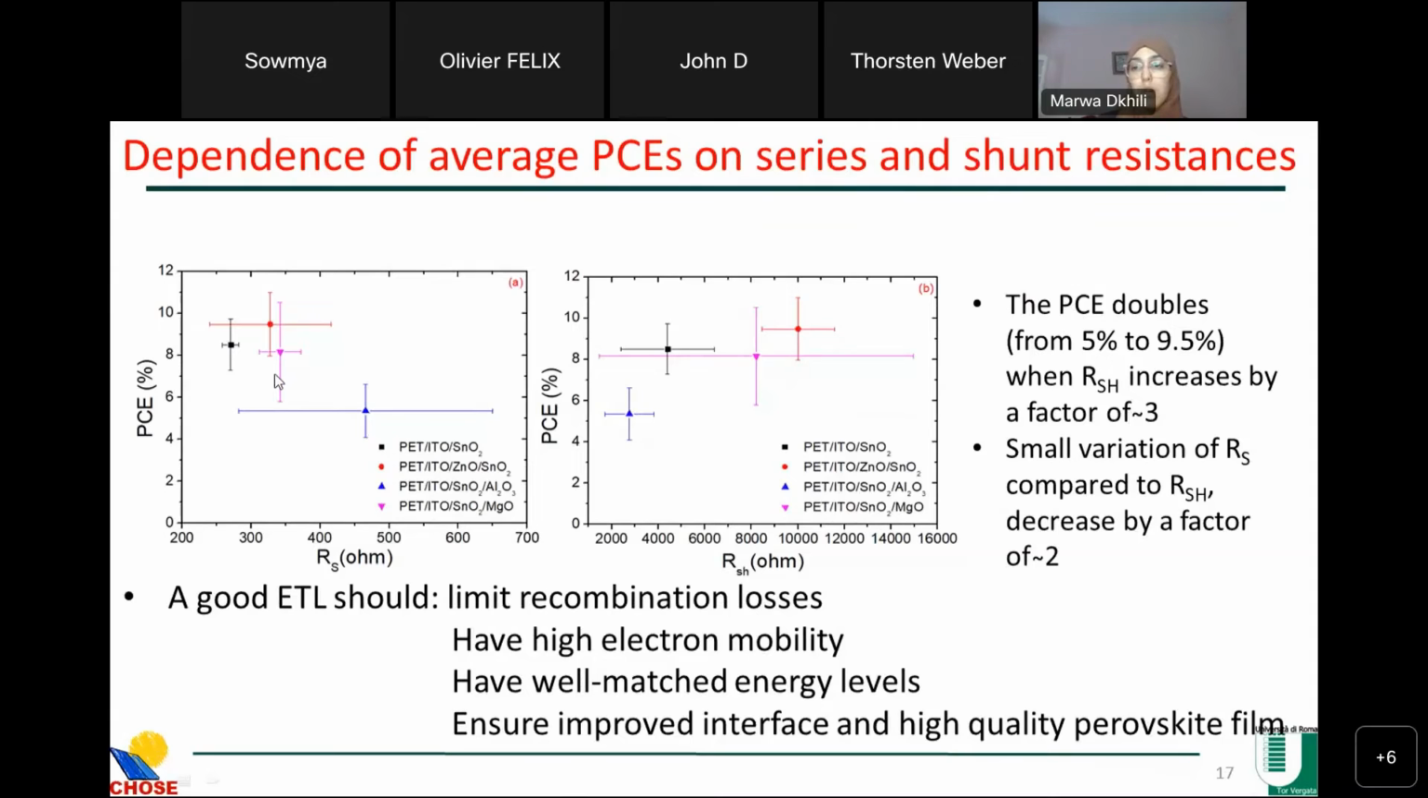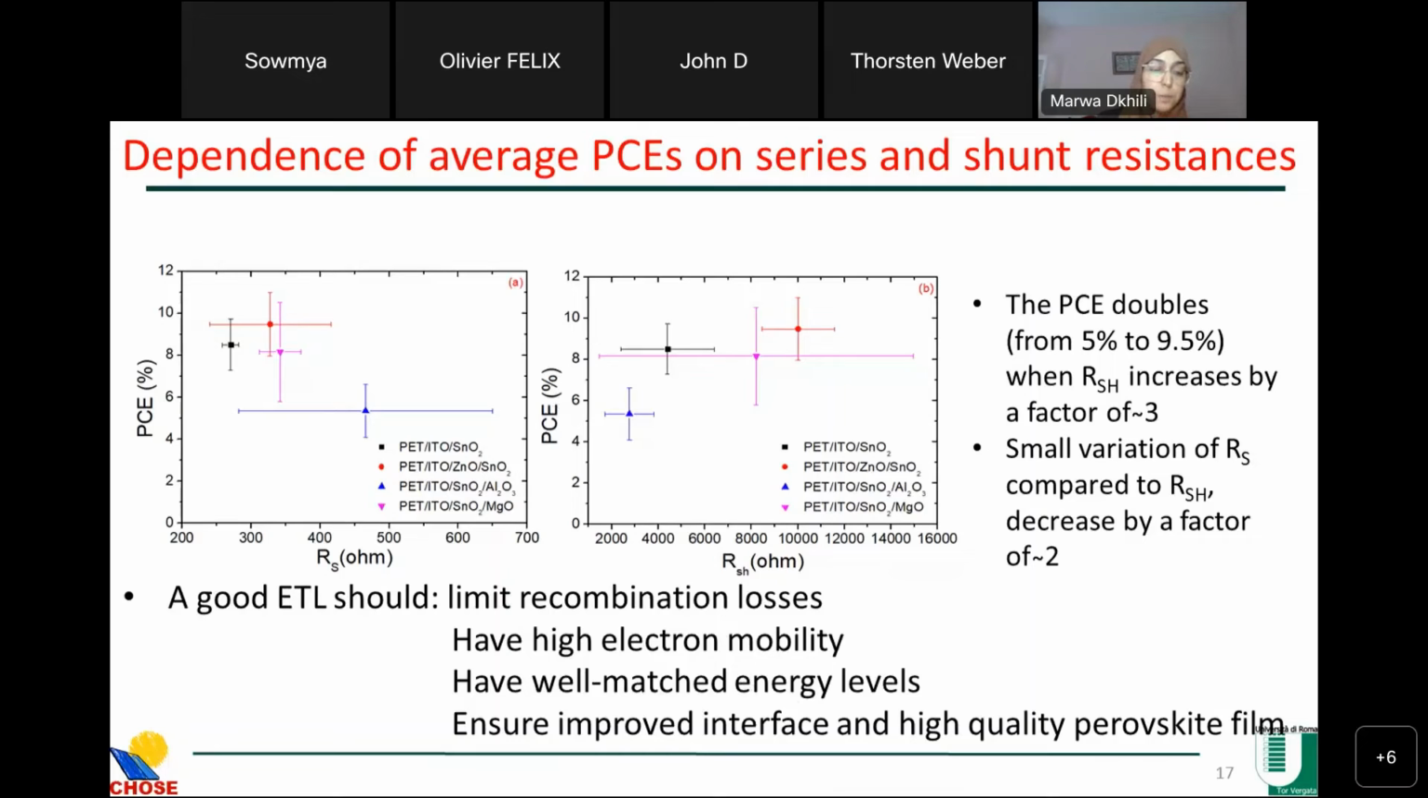Whereas there is small variation of the series resistance compared to the shunt resistance, there is a decrease by a factor of 2, but also it is attributed to high electron mobility, well-matched energy levels, and ensured improved interface and high quality perovskite film.